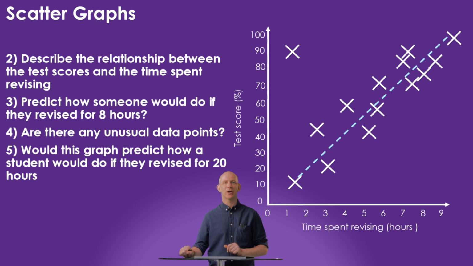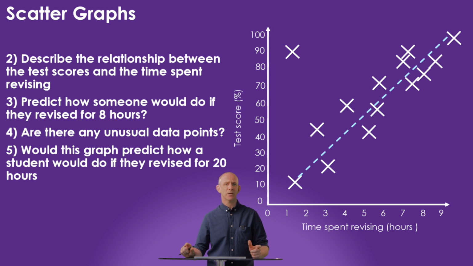Now we're asked to describe the relationship between the test scores and the time spent revising. We can draw what is called a line of best fit here, which is a straight line that goes through the middle of the data, trying to keep points as close as possible to it, with as many above as below the line, and the distance from the line equal to as many points as possible.